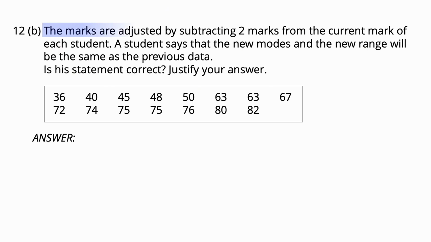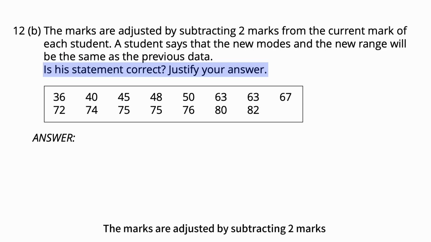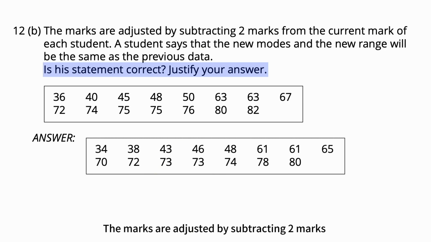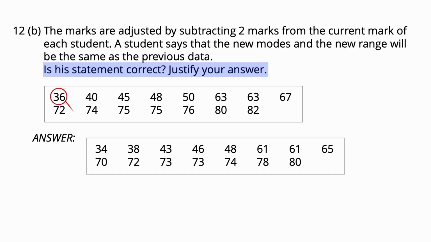B. The marks are adjusted by subtracting 2 marks from the current mark of each student. A student says that the new mode and the new range will be the same as the previous data. Is his statement correct? Justify your answer. The marks are adjusted by subtracting 2 marks from each student's original mark. For example, 36 becomes 34. 40 becomes 38, and so on.